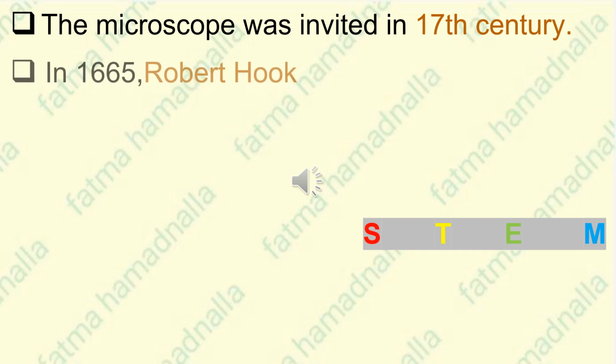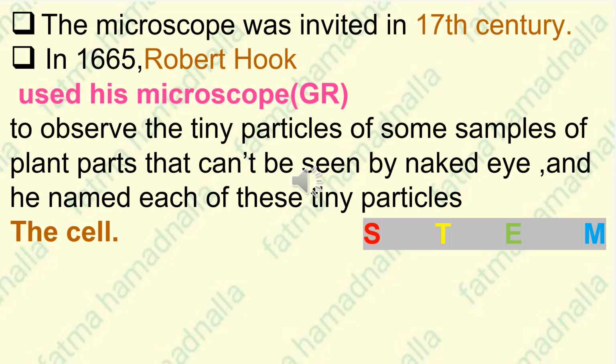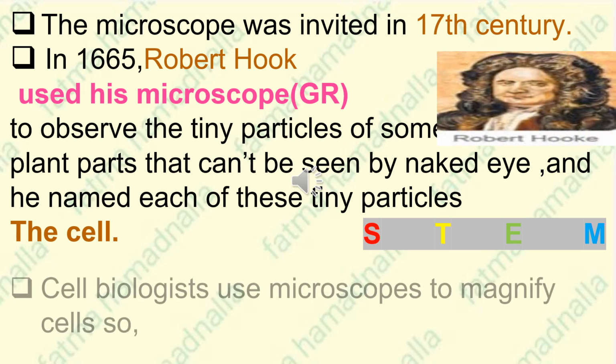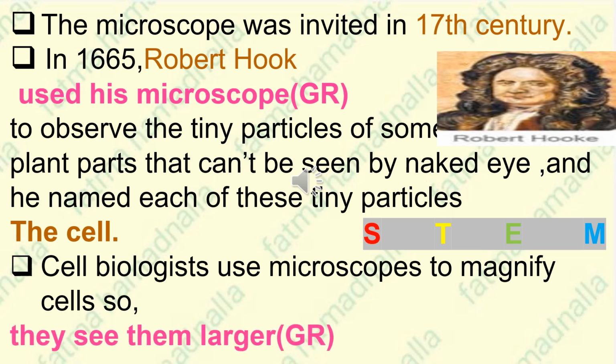In 1665, Robert Hooke used his microscope to observe tiny particles in samples of plant parts that couldn't be seen with the naked eye. He named these tiny particles cells. Okay? Cell biologists use microscopes to magnify cells, so they can see them in greater detail. This activity can be a STEM exercise to understand why magnification is important for studying cells.